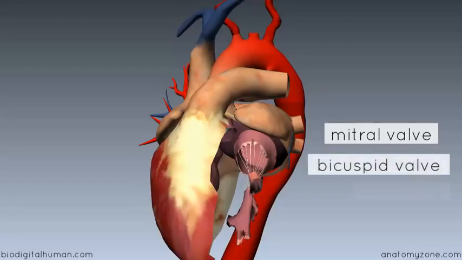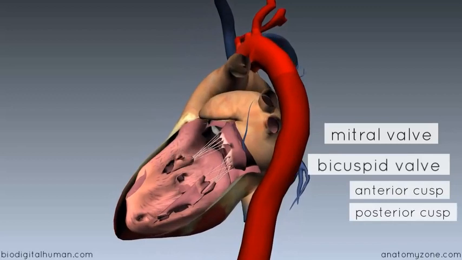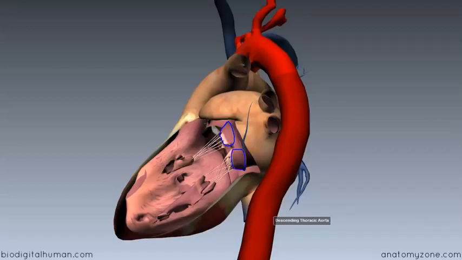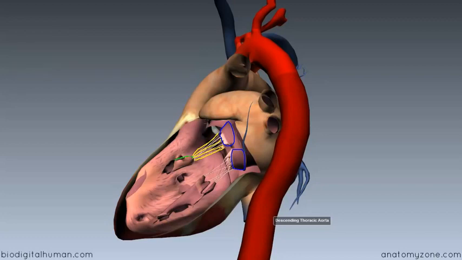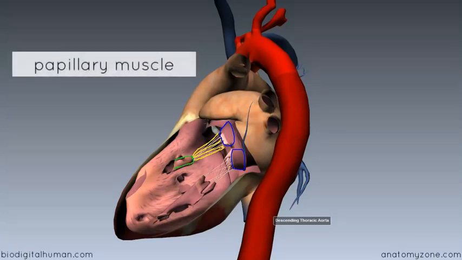You've got an anterior cusp which is larger, and you've got a posterior cusp at the back which is a little bit smaller. So anteriorly you've got the anterior cusp, and you've got the smaller posterior cusp at the back. And just like in the right ventricle, it's attached to a papillary muscle by these chordae tendineae. These cords which you can see here, I'm just highlighting them in yellow. And you've got the papillary muscle here anchoring it to the ventricular wall.